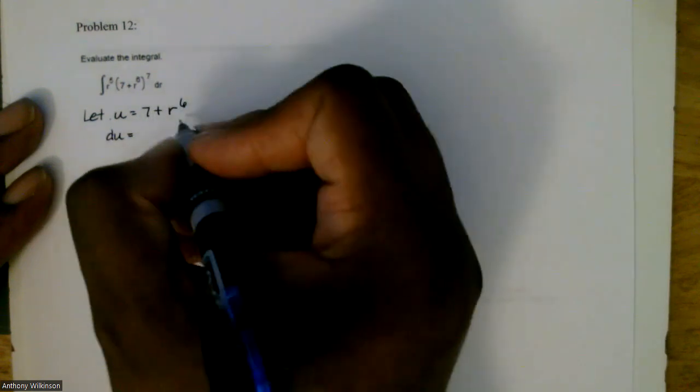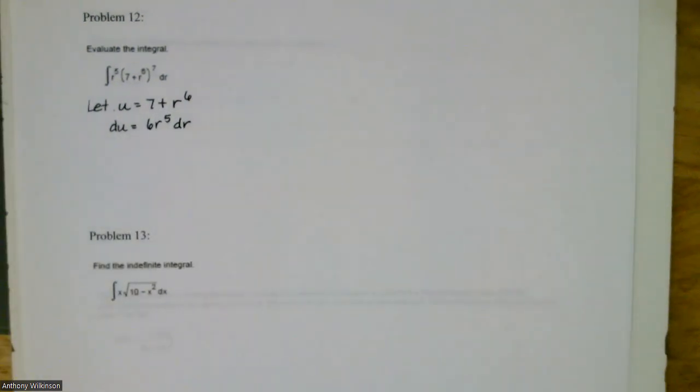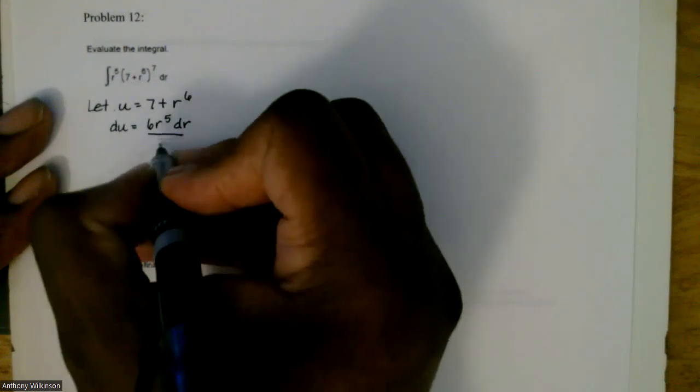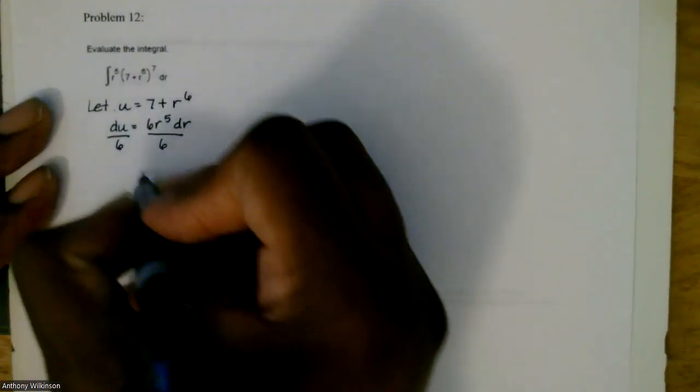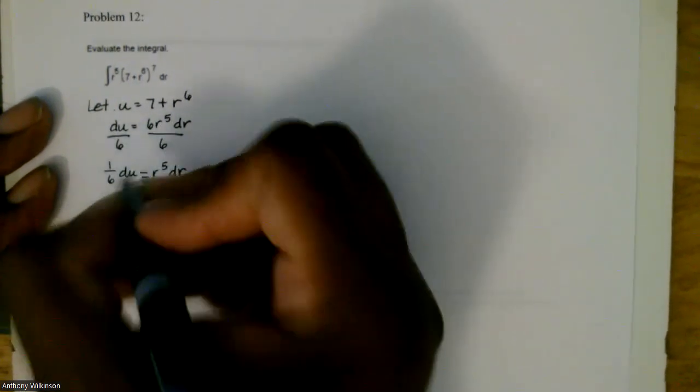And then du would be this. The derivative of 7 is 0. The derivative of r to the 6 would be 6r to the 5th times dr. Well, we do have an r to the 5th dr, but we don't have the 6. But let's write this by getting r to the 5th dr by itself. It's being multiplied by 6, so we need to divide both sides by 6. So it'd be r to the 5th dr equaling 1/6 du.